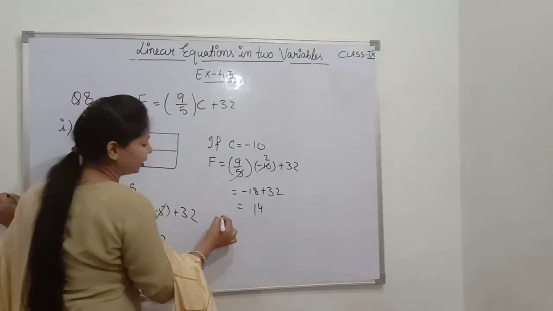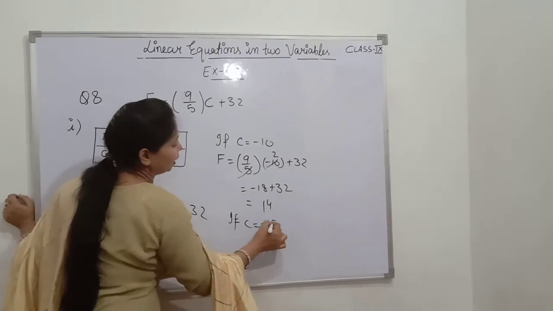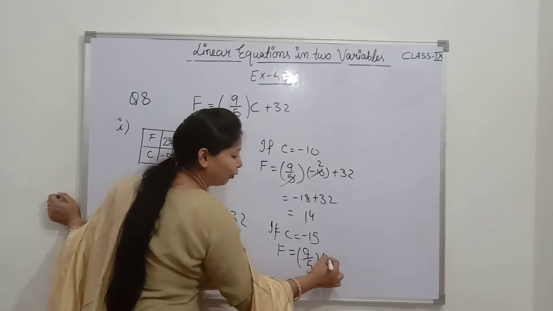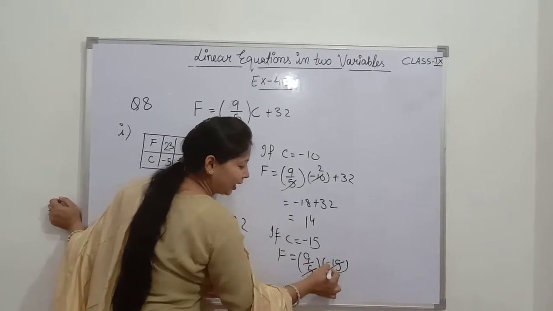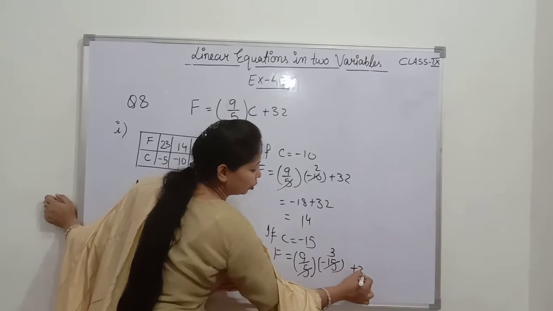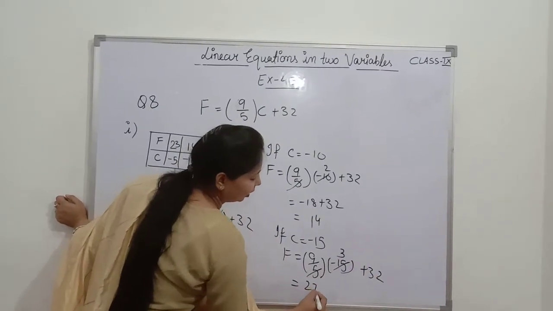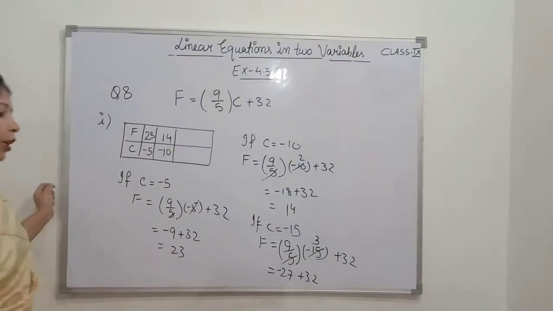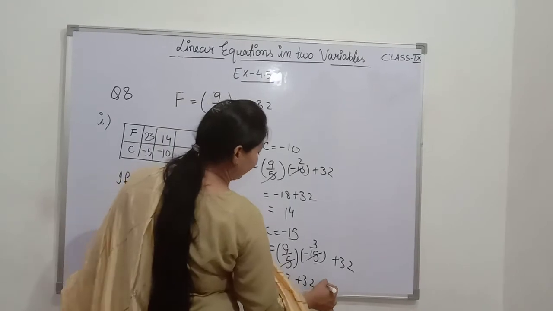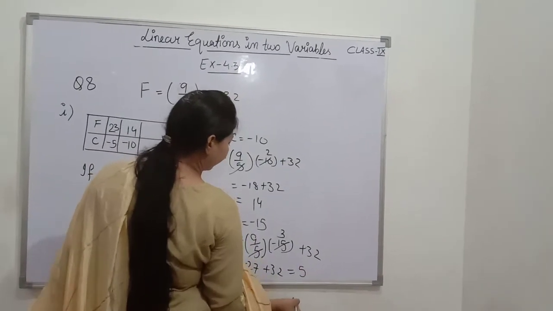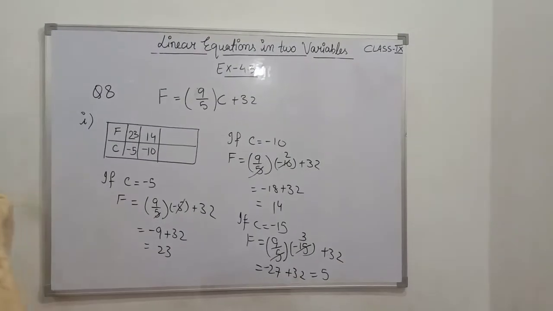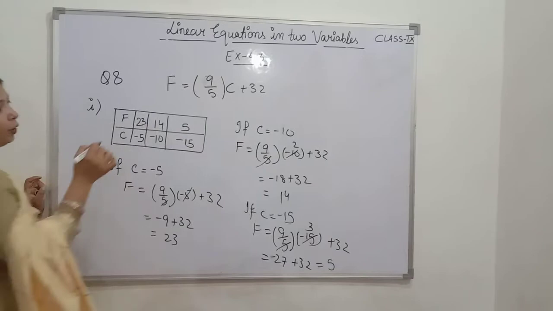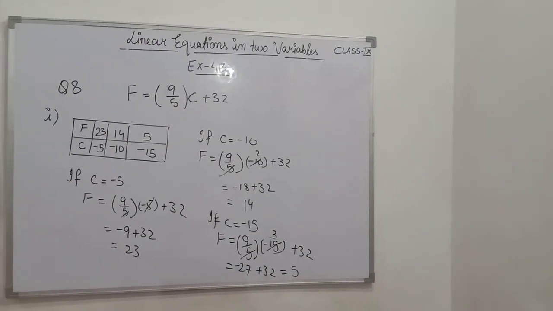Now second point. If C is -15, I am taking the multiple of 5. Hope you know why I am taking the multiple of 5, because it is easily cancelable. 5 3s are 15 plus 32. Now this becomes 9 3s are 27 plus 32. This becomes -27. So 32 minus 27 is 5. So it is easy. If I take -15, I will get 5. Hope this table is clear to you.